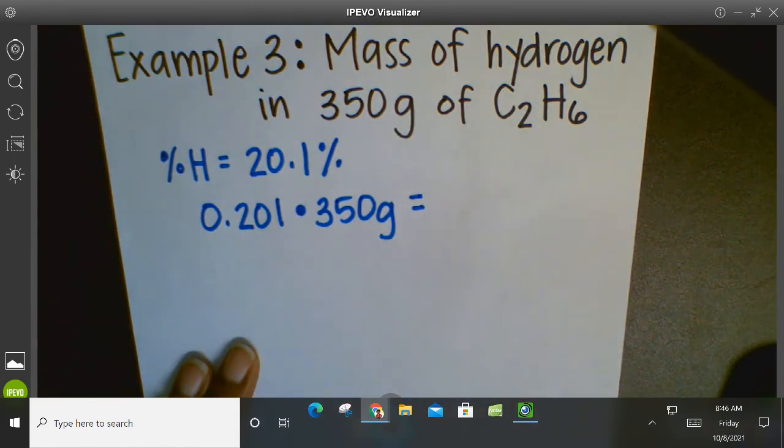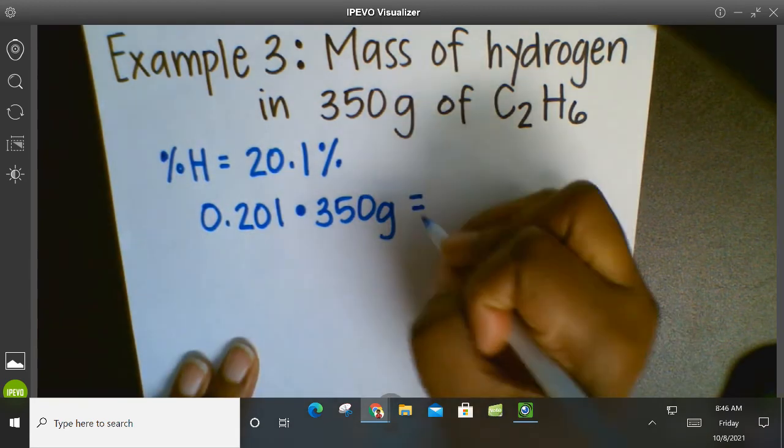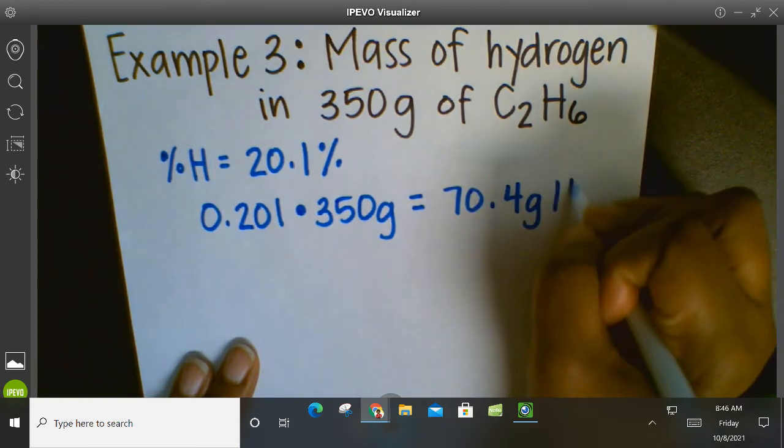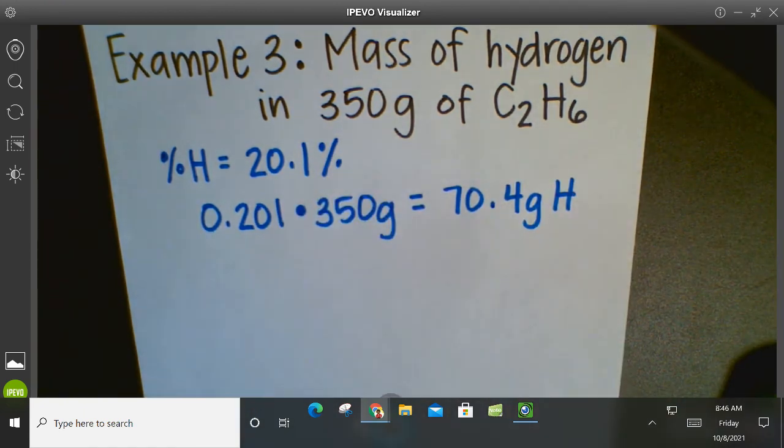And so 0.201 times 350, 70.4 grams of the 350 grams is hydrogen. And that's the third example.